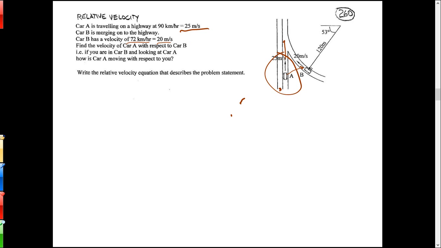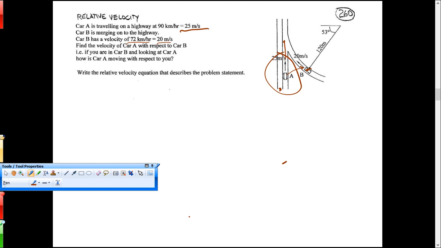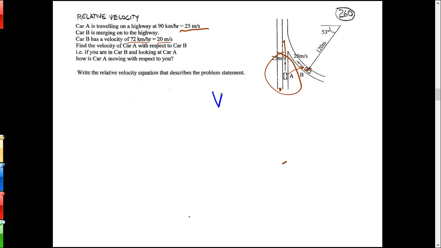So you're in B in this case. You're looking at A. What is A doing with respect to you? That's the velocity of A with respect to B. If we're going to write up a vector term for the velocity of A with respect to B, why don't you write the subscripts on that, and put it over there on the right. So we've got V for velocity, and then A with respect to B. When you're writing these out, it's just like you say the English sentence: A with respect to B would be A slash B.